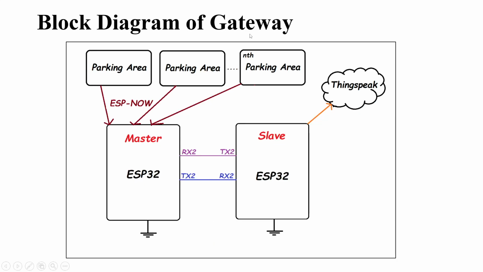This is the block diagram of our gateway. Our gateway consists of two ESP32s. One of the ESP32s is used to receive the parking area information using the ESP-NOW communication protocol. Now the currently free parking area information is sent to another ESP32 using UART communication. Now this ESP32 sends that information to ThingSpeak. Now when a user scans the QR code, he will get the currently free parking information on his phone.